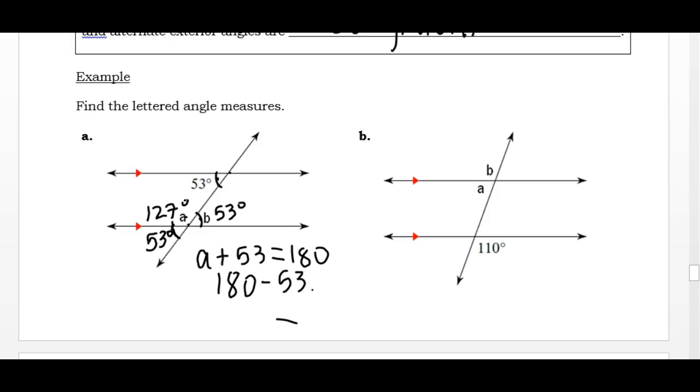Next one, I'm going to jump my corresponding angle here to my corresponding angle here, my vertical angle here, and then I'll use my linear rule to get the measure for A.